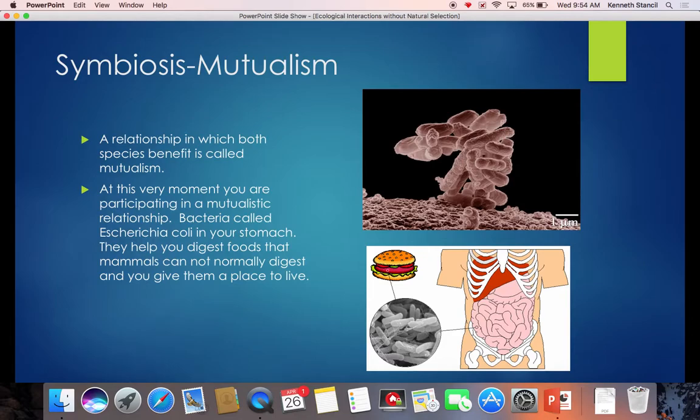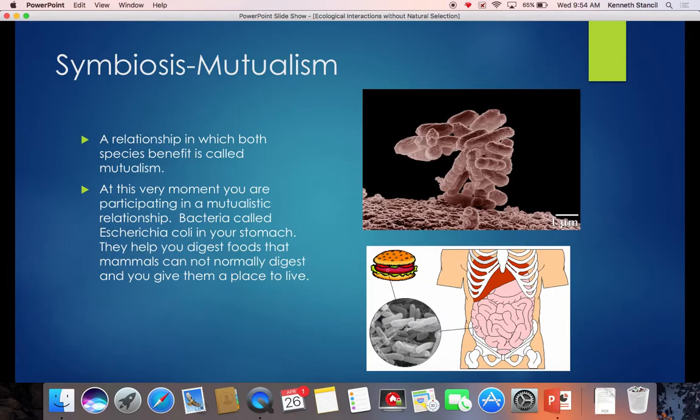At this very moment, you are participating in a mutualistic relationship. Bacteria called Escherichia coli in your stomach help you digest foods that mammals cannot normally digest, and you give them a place to live. It's mutual. Okay?